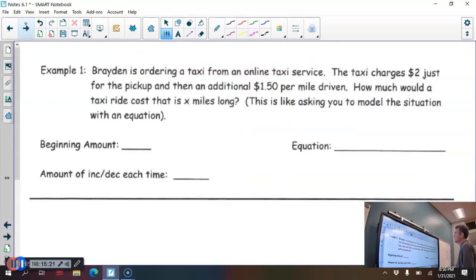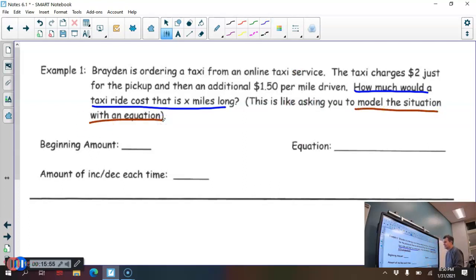So the first example says Braden is ordering a taxi from an online taxi service. The taxi charges $2 just for the pickup and then an additional $1.50 per mile driven. How much would a taxi ride cost that is x miles long? I wrote this on purpose so that it is like the Delta Math questions. Asking how much a ride that is x miles long would cost is like asking you to model the situation with an equation. I'll show you how it's the same.